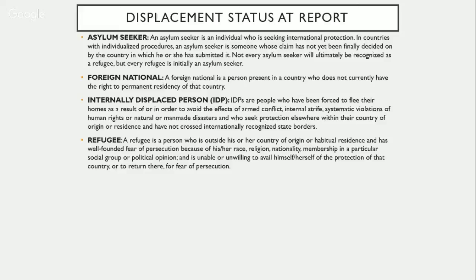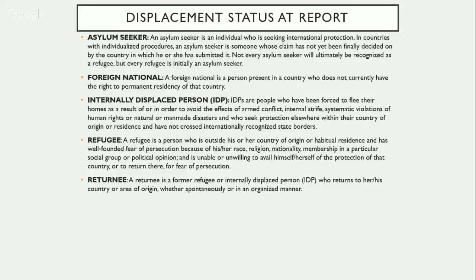Refugee. This is a person who is outside of his or her country of origin or habitual residence and has a well-founded fear of persecution because of his or her race, religion, nationality, membership in a particular social group or political opinion, and is unable or unwilling to avail herself or himself of the protection of that country or to return there for fear of persecution.